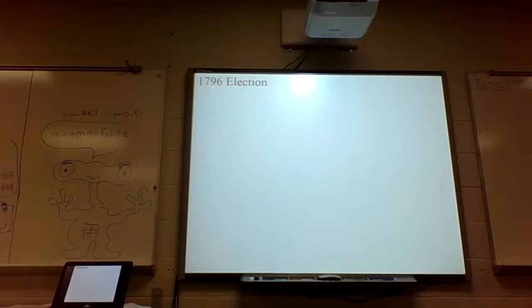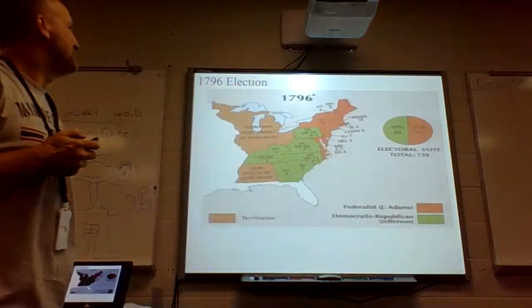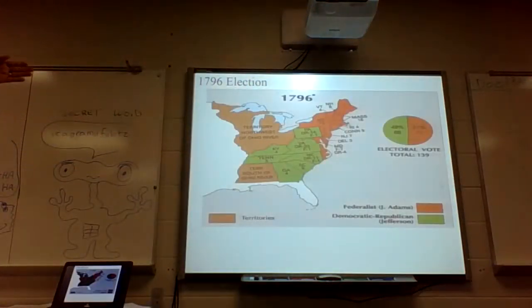So this would be the first election after Washington's done, right? Washington has served his 2 terms. He steps down, and now what? Now what? Okay. So that would mean the previous election was 1792.